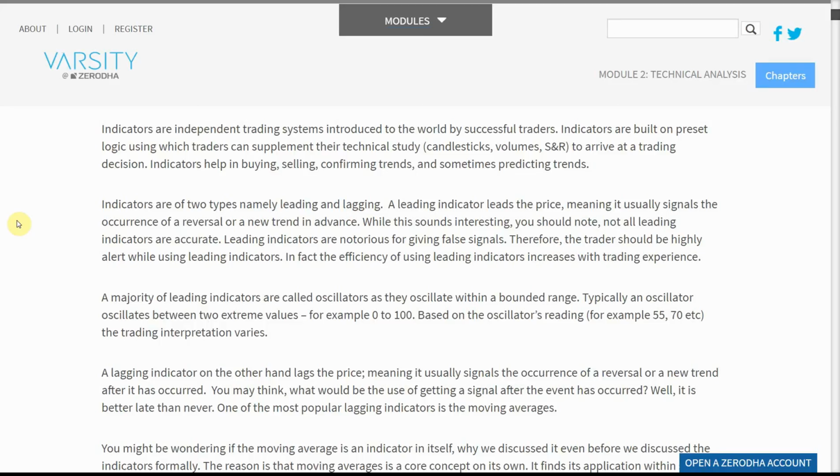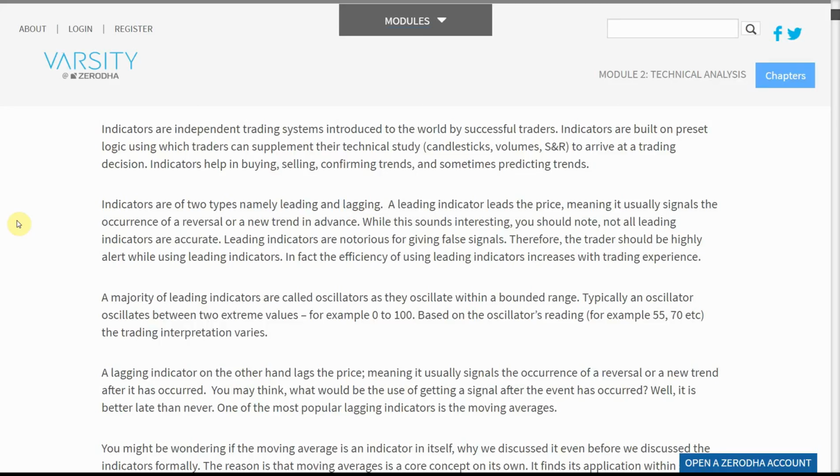A leading indicator leads the price, meaning it usually signals the occurrence of a reversal or a new trend in advance. Well, this sounds interesting. You should note, not all leading indicators are accurate. Leading indicators are notorious for giving false signals. Therefore, the trader should be highly alert while using leading indicators. In fact, the efficiency of using leading indicators increases with trading experience.